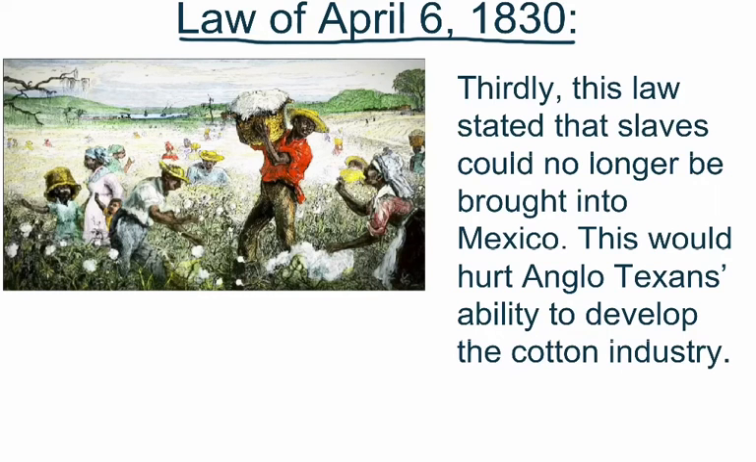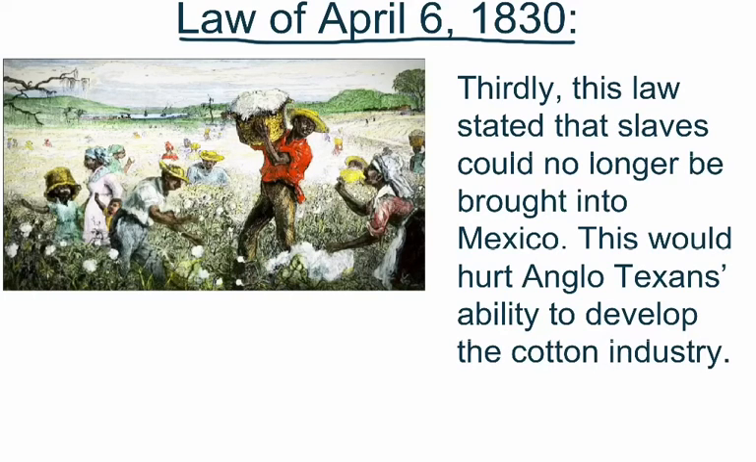The third thing this law did was state that slaves could no longer be brought into Mexico. As you see here, the United States settlers, or the Anglo-Americans coming in from the United States, did not care about that. They saw the opportunity to come into Texas and provide a new way of living with all these farms, plantations, cotton, agriculture, produce. But they needed manpower, so they would bring lots and lots of slaves with them.